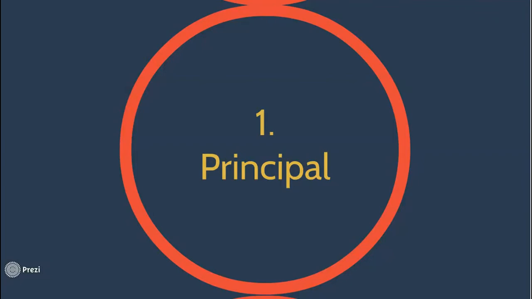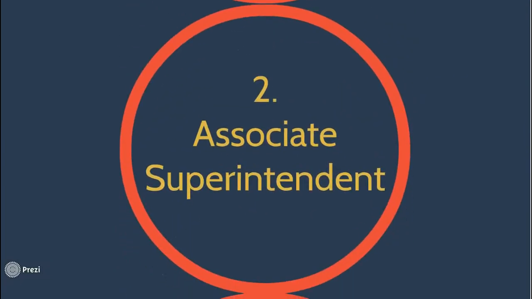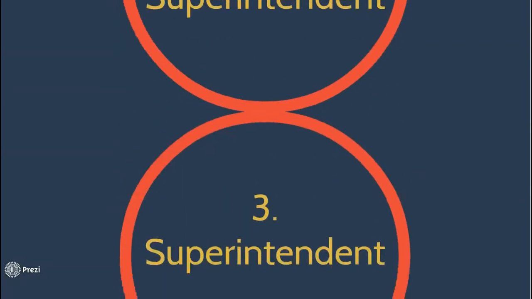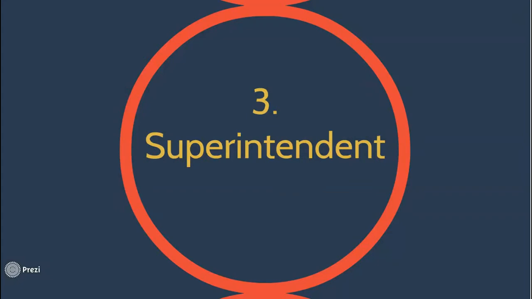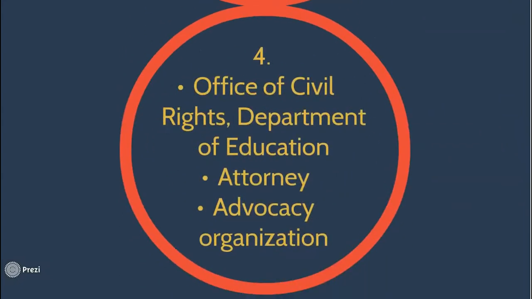If you still haven't found a solution after talking with the principal, contact the associate superintendent and then the superintendent of your district. If the issue still isn't resolved or the discriminatory practice isn't fixed, an option could be filing a complaint with the U.S. Department of Education's Office for Civil Rights. Contact an attorney who specializes in education litigation or Title VI claims, or contact an education advocacy organization within your state.